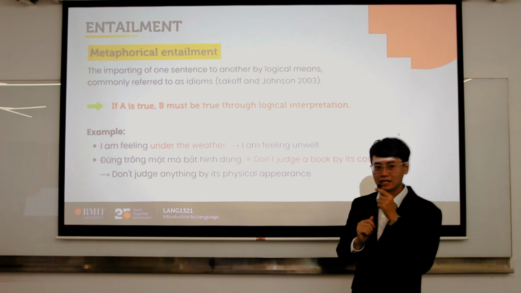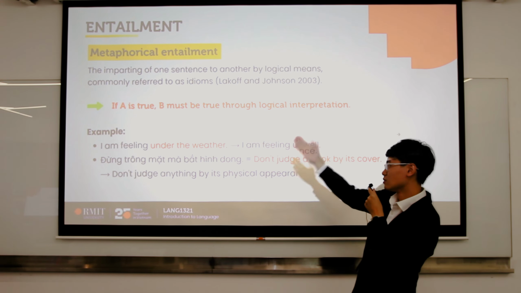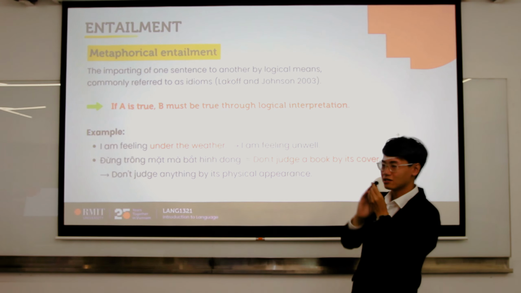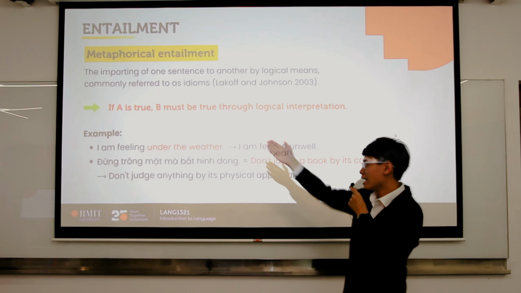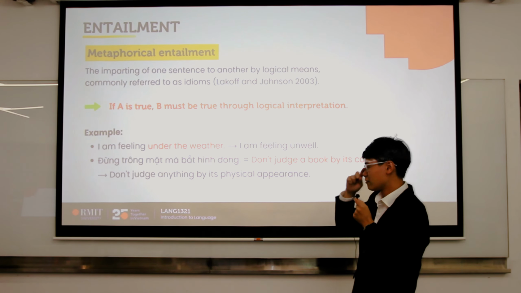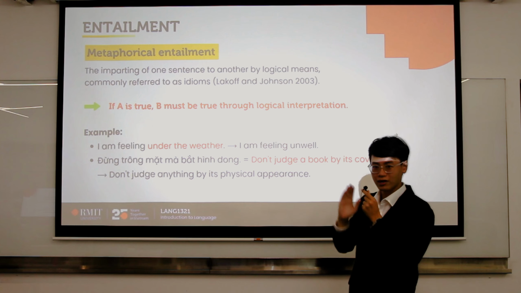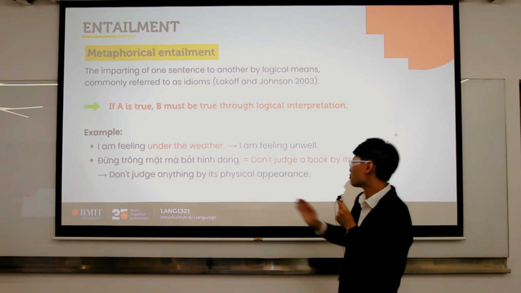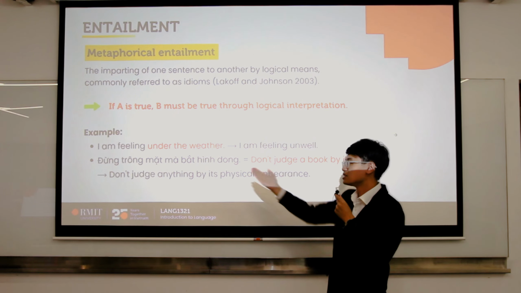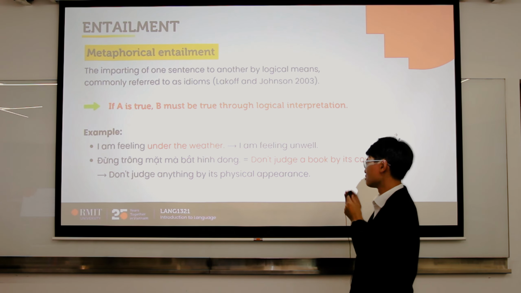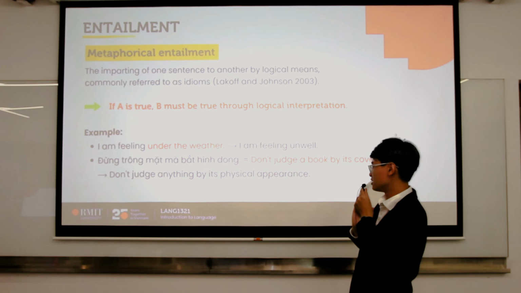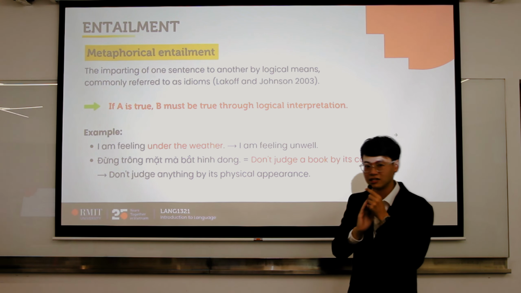The last type of entailment is the metaphorical entailment, the most interesting part of all, where the imparting of one sentence to another is through logical means. Where A is true, B must be true through logical interpretation. For example, "I am feeling under the weather," a really common idiom, could be interpreted as "I am feeling unwell." Or the Vietnamese idiom "đừng trông mặt mà bắt hình dong" could be understood as "don't judge anything by its physical appearance," or through the English idiom "don't judge a book by its cover."